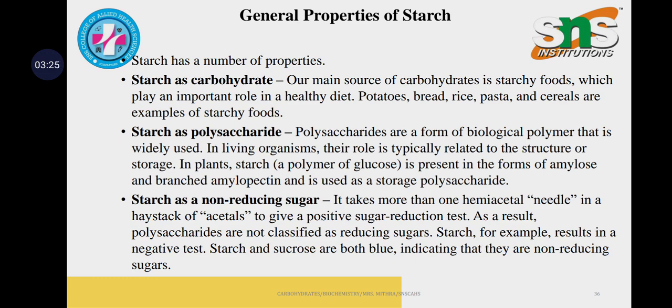General properties of starch include: starch as a carbohydrate, starch as a polysaccharide, and starch as a non-reducing sugar. As said before, starch is the main source in potatoes, bread, rice, pasta and cereals. Coming to polysaccharides, it's a biological polymer present in the form of amylose and amylopectin. Non-reducing sugar means it is not classified as a reducing sugar. Starch and sucrose are both blue, indicating that they are non-reducing sugars.